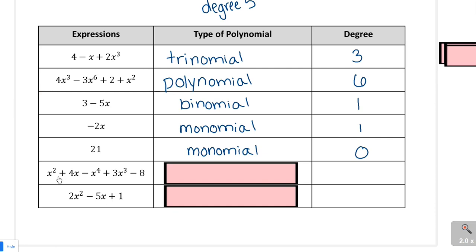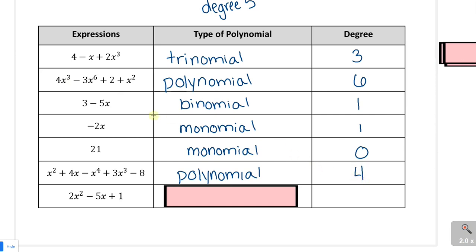The next one here, we have 5 terms, so 4 or more terms make it a polynomial. The largest exponent is 4, so our degree is 4. The last one here, we have 3 terms, and 3 terms make it a trinomial with a degree of 2.